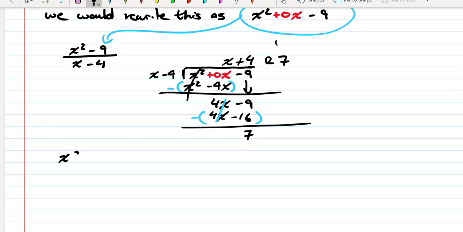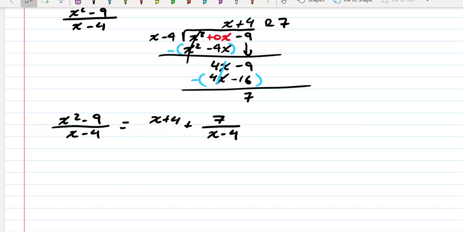So finally, at the end of this, x squared minus 9 divided by x minus 4 is equal to x plus 4 plus 7 over x minus 4. So that would be our division and our remainder. So we have our whole part is x plus 4, and our remainder is 7 over x minus 4. All right. So that ends our sidebar.